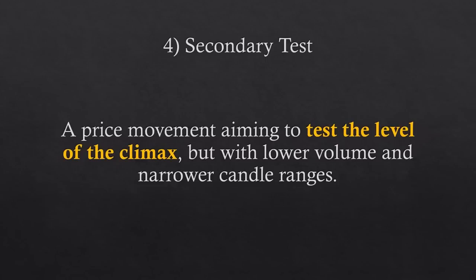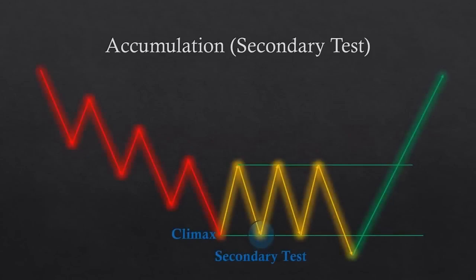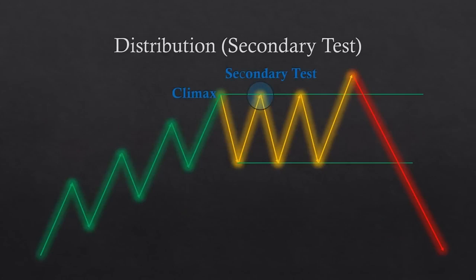However, other secondary tests can occur in phase B, and they represent a challenge to traders using the Wyckoff methodology because they sometimes produce minor false breakouts. In this illustration, you can see the example of a secondary test in an accumulation structure, and in this other illustration, you can see the example of a secondary test in a distribution structure.